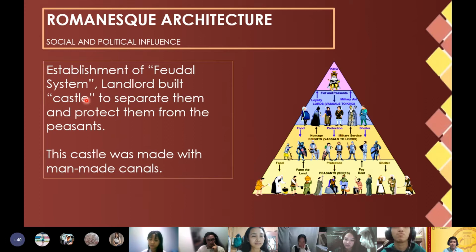Okay, so again, geography, geology, climatic, religious, and social and political influence. Hopefully you can distinguish the five influences of this type of architecture.